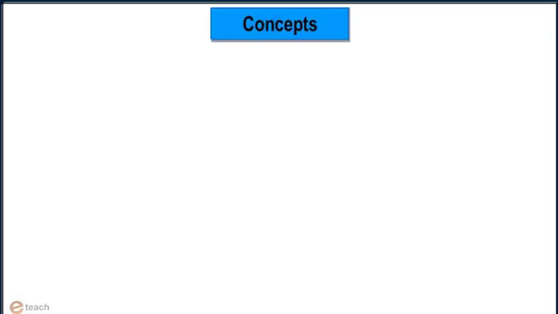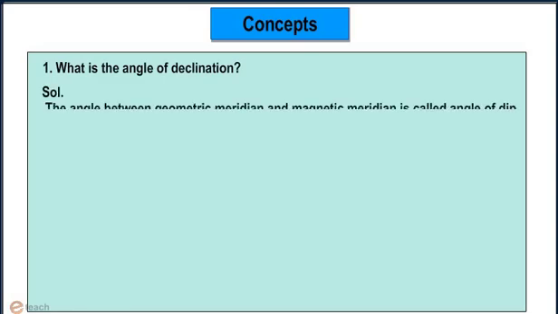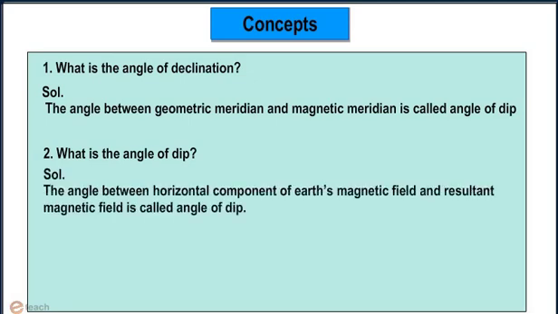Concepts. Number 1. What is the angle of declination? Solution: the angle between the geometric meridian and magnetic meridian is called angle of dip. Question 2. What is the angle of dip? Solution: the angle between horizontal component of Earth's magnetic field and resultant magnetic field is called the angle of dip.